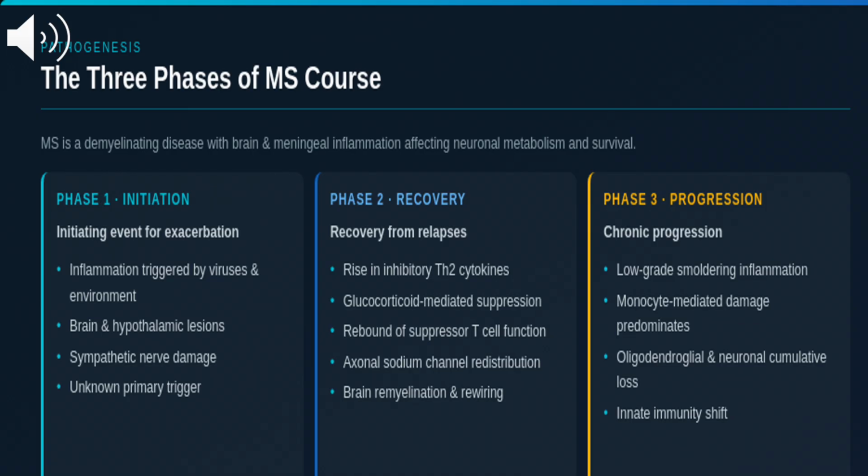Phase 3 is chronic progression, the biological phase that remains most therapeutically resistant. Clinical remissions wane as constant low-grade immune activation smolders. Monocyte-mediated damage begins to predominate over T-cell-mediated attacks, and in progressive MS, the cumulative loss of oligodendroglia and neurons increases the demands on the surviving but compromised cells, creating a vicious cycle that current therapies only partially interrupt. Throughout all 3 phases, demyelination and chronic cytokine exposure drive brain atrophy, fatigue, cognitive loss, and neurologic deficits. The clinical manifestations our patients live with daily.